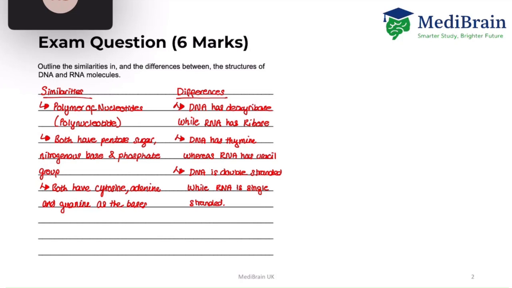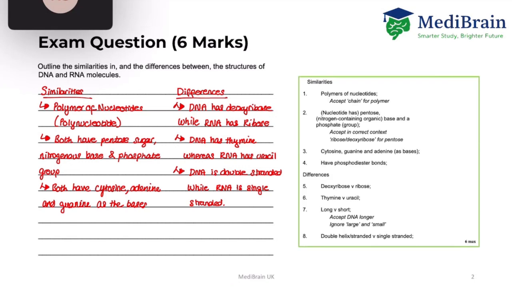They both have a pentose sugar, but the difference is DNA has deoxyribose as the pentose sugar, while RNA has just ribose as the pentose sugar. DNA has thymine, whereas RNA has uracil. So remember in RNA, A pairs with U, okay, instead of A pairing with T. DNA is double-stranded, while RNA is single-stranded.